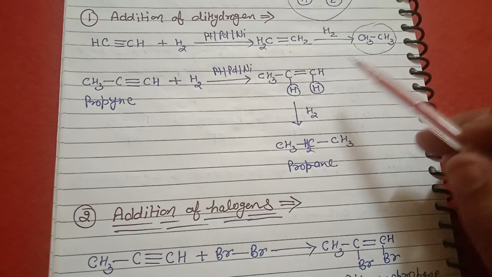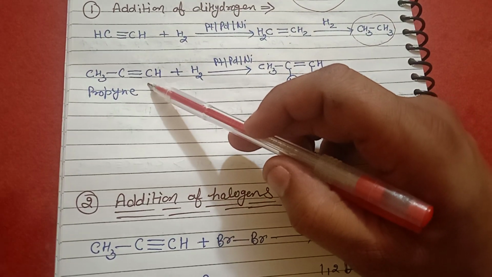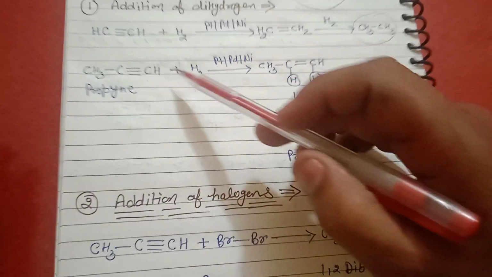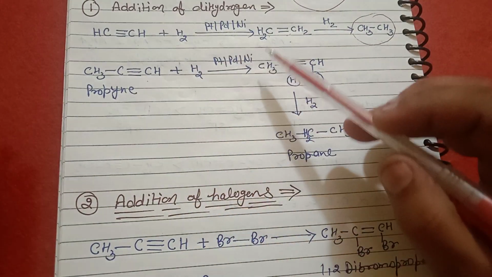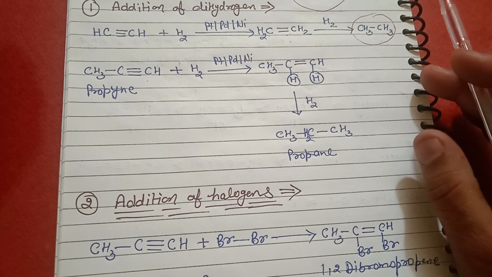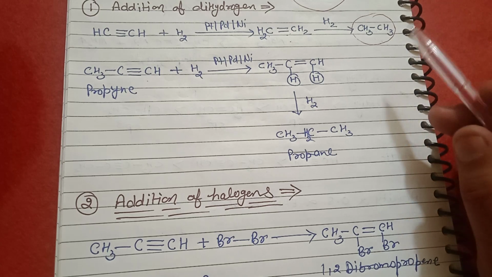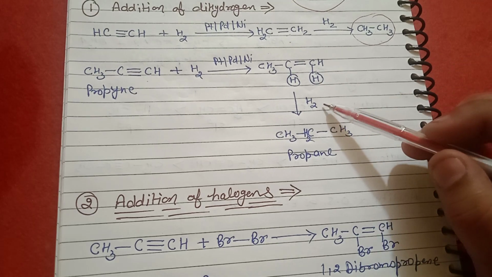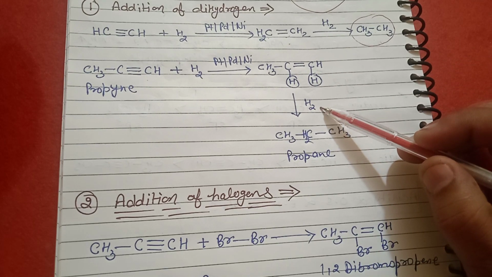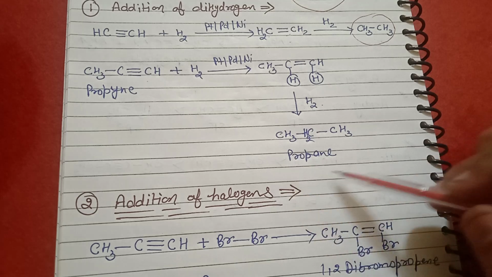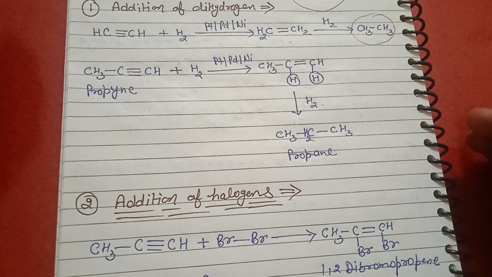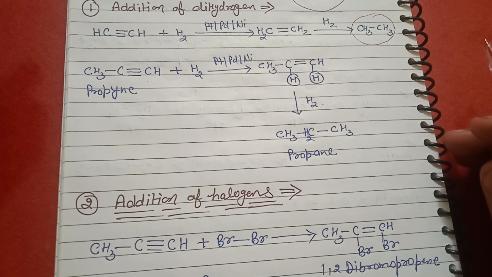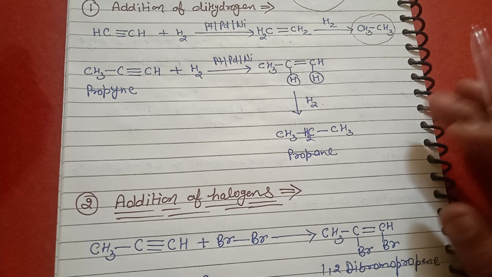Simple. This is an unsymmetrical alkyne. So addition of hydrogen to unsymmetrical alkyne propyne in presence of nickel, palladium and platinum gives alkene. And another time if we add hydrogen, this gives propane. So simply we break the carbon-carbon triple bond and two hydrogens are added here.